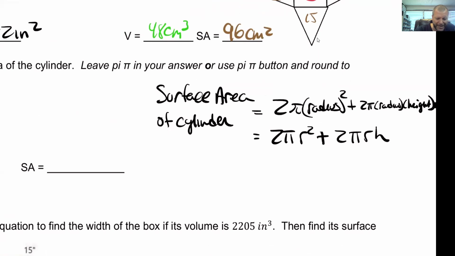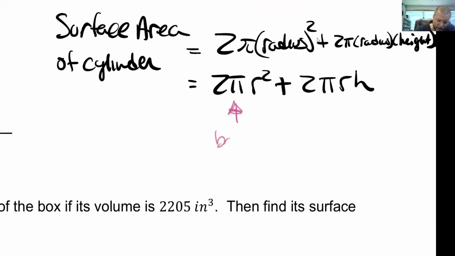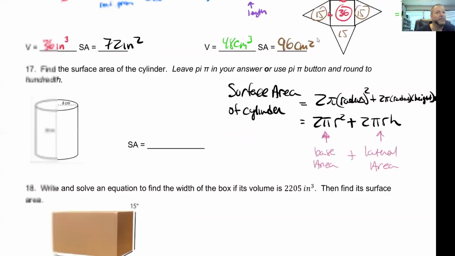So the idea here is that it's composed of two different types of formulas. We would call this the base area, and we'd call this the lateral area. So it's basically this base area plus this lateral area. For me, I'm never a fan of memorizing stuff that I can figure out.